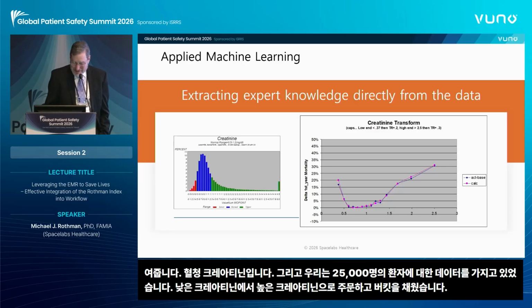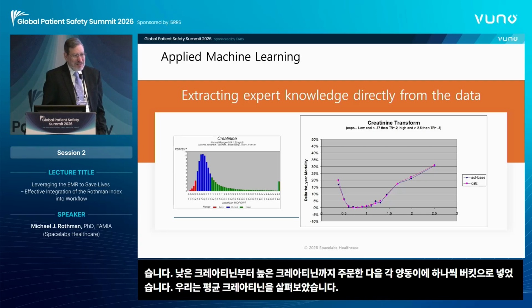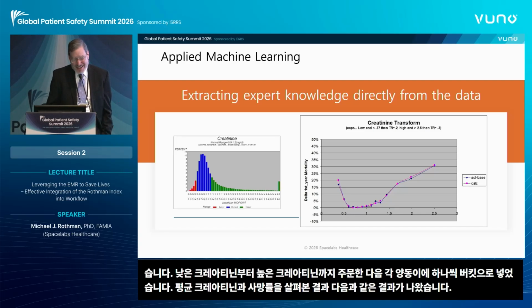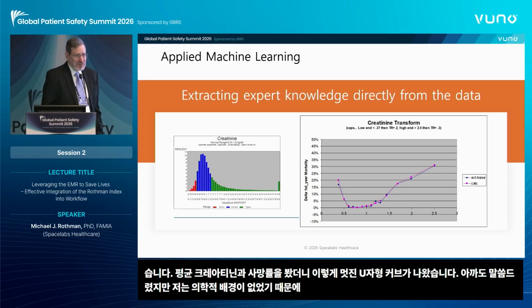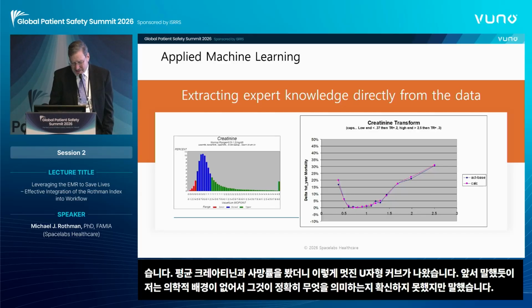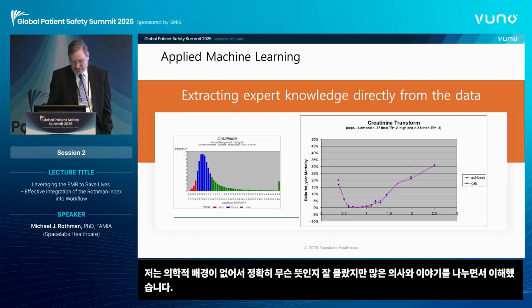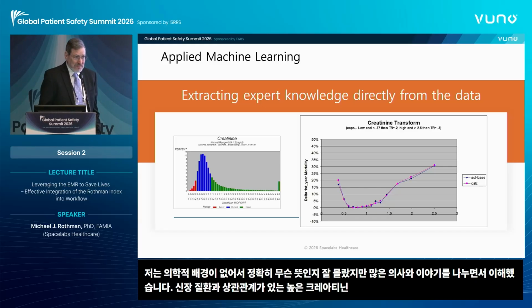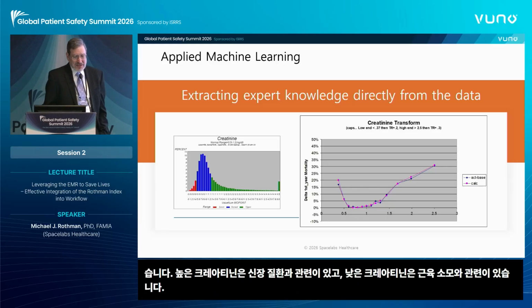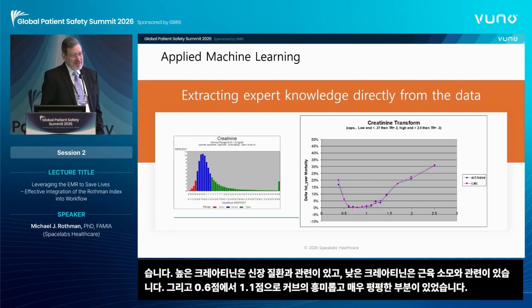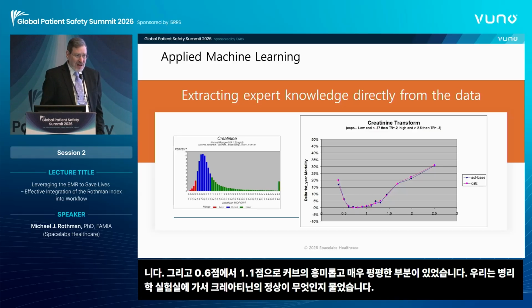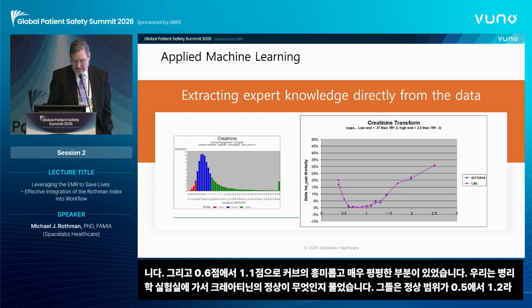Now, as I said, with no medical background, I wasn't sure exactly what it meant, but I spoke to a lot of physicians. I understood that high creatinine correlated with kidney disease, low creatinine with muscle wasting, and there was an interesting, very flat part of the curve which went from 0.6 to 1.1. We went to the pathology lab and said, well, what's normal for creatinine? They said, well, the normal range is 0.5 to 1.2. So we were able to find the normal range directly from risk data.